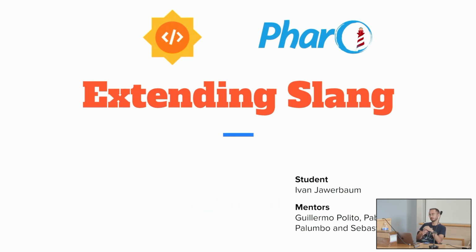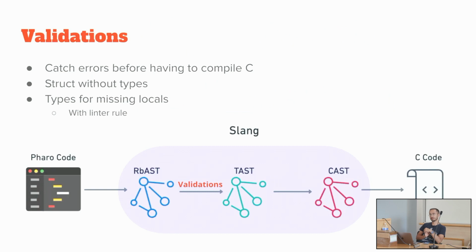So far, the two main features that have been developed are validations and computer namings. Let's start with validations. The idea behind these validations is to catch possible errors while transpiling that would normally arise when compiling C or words during execution.